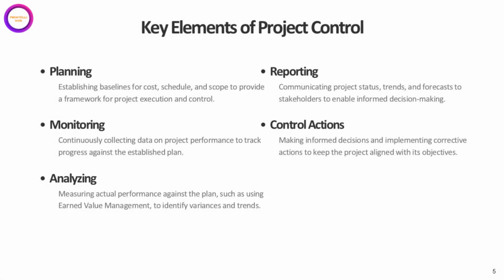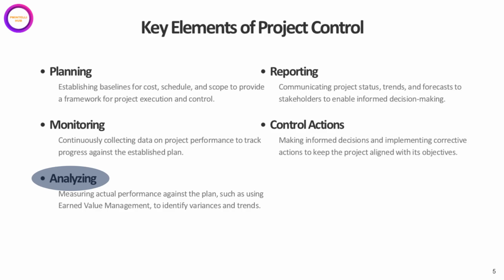Let's break down the key elements of project control. First, planning. This involves establishing clear baselines for cost, schedule, and scope. These baselines form the framework for executing and controlling the project. Next is monitoring. This is about continuously collecting data on how the project is performing, allowing us to track progress against our established plan. Then comes analyzing.